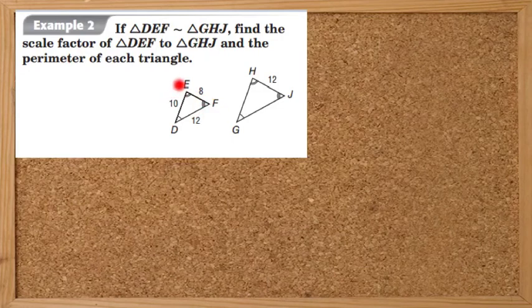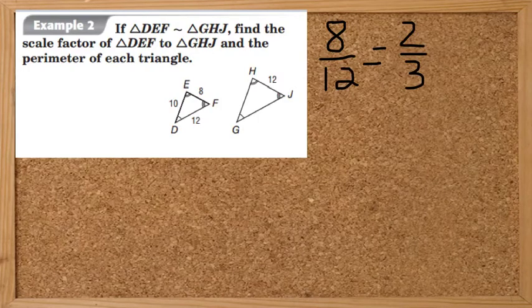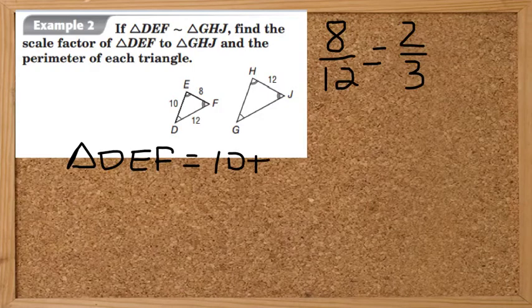Notice we have 8 corresponding to a side of 12. Let's write that down as our scale factor. Let me get my pen back here. So 8 over 12, which reduces down to 2/3. Now our next step, we want to find the perimeter of triangle DEF. Perimeter is just going to be 10, 8, and 12. We add those together, and our perimeter is equal to 30.